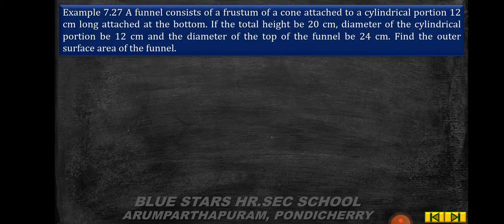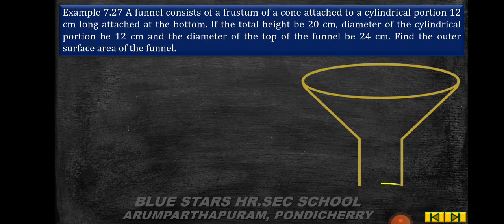Example 7.27. A funnel consists of a frustum of a cone attached to a cylindrical portion 12 centimeter long attached at the bottom. If the total height be 20 centimeter, diameter of the cylindrical portion be 12 centimeter and the diameter of the top of the funnel be 24 centimeter. Find the outer surface area of the funnel.